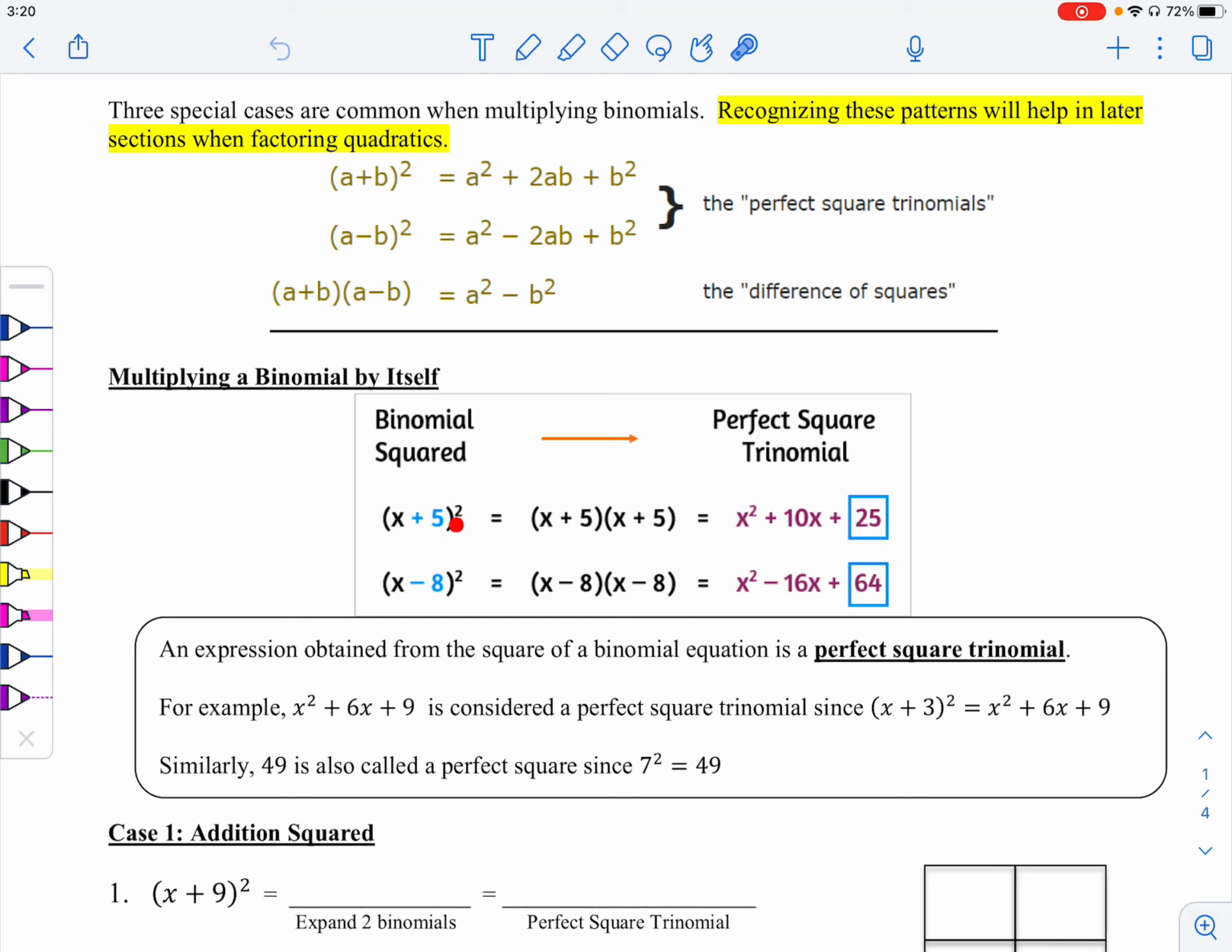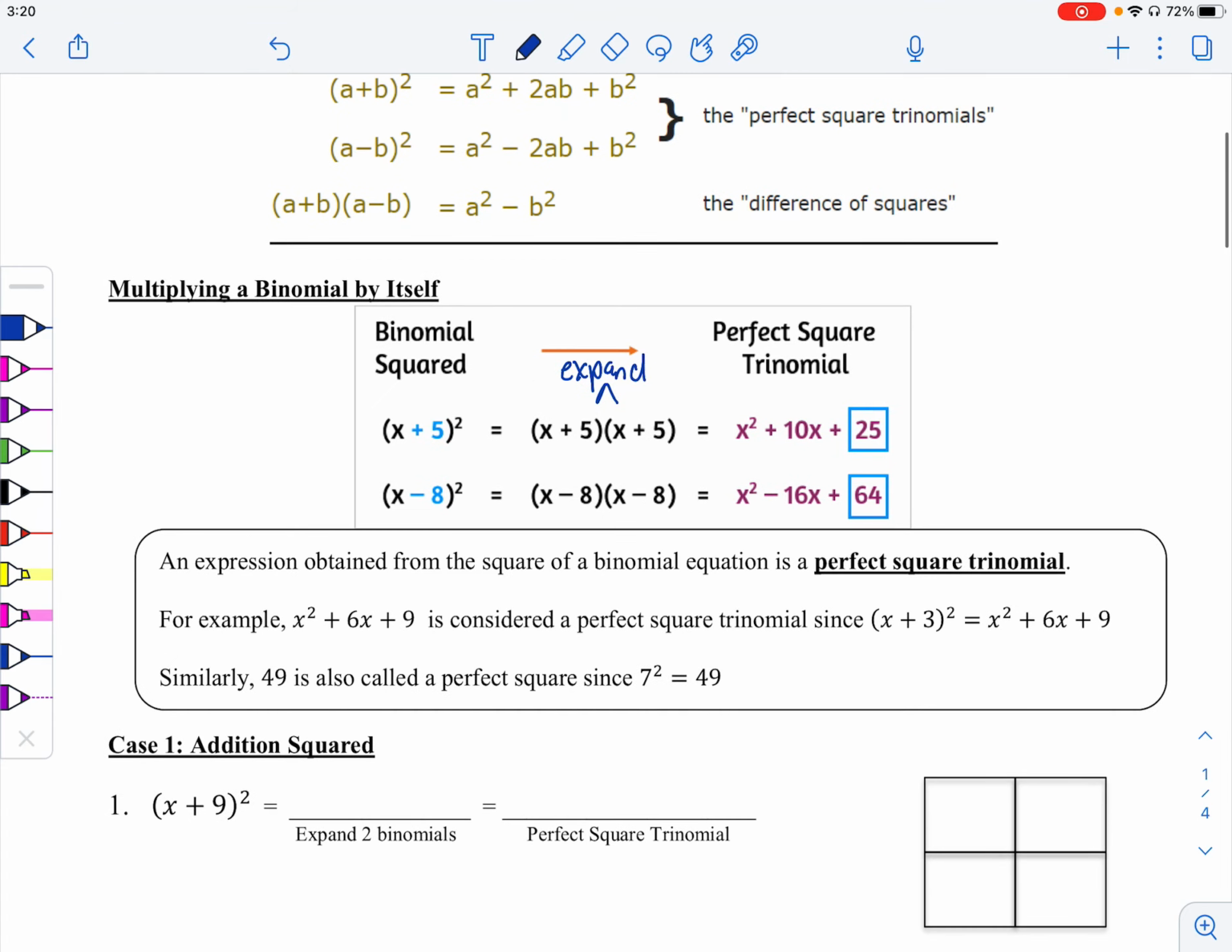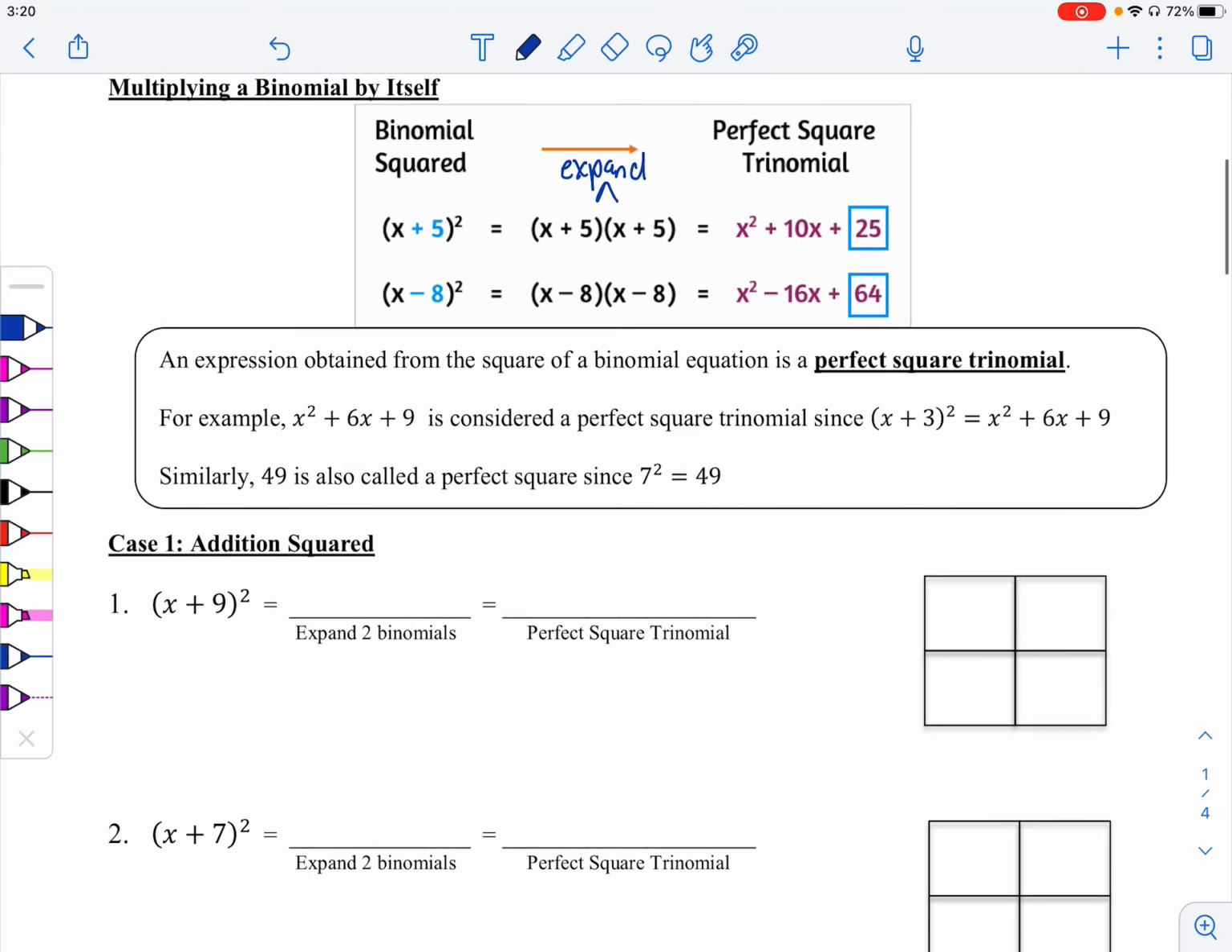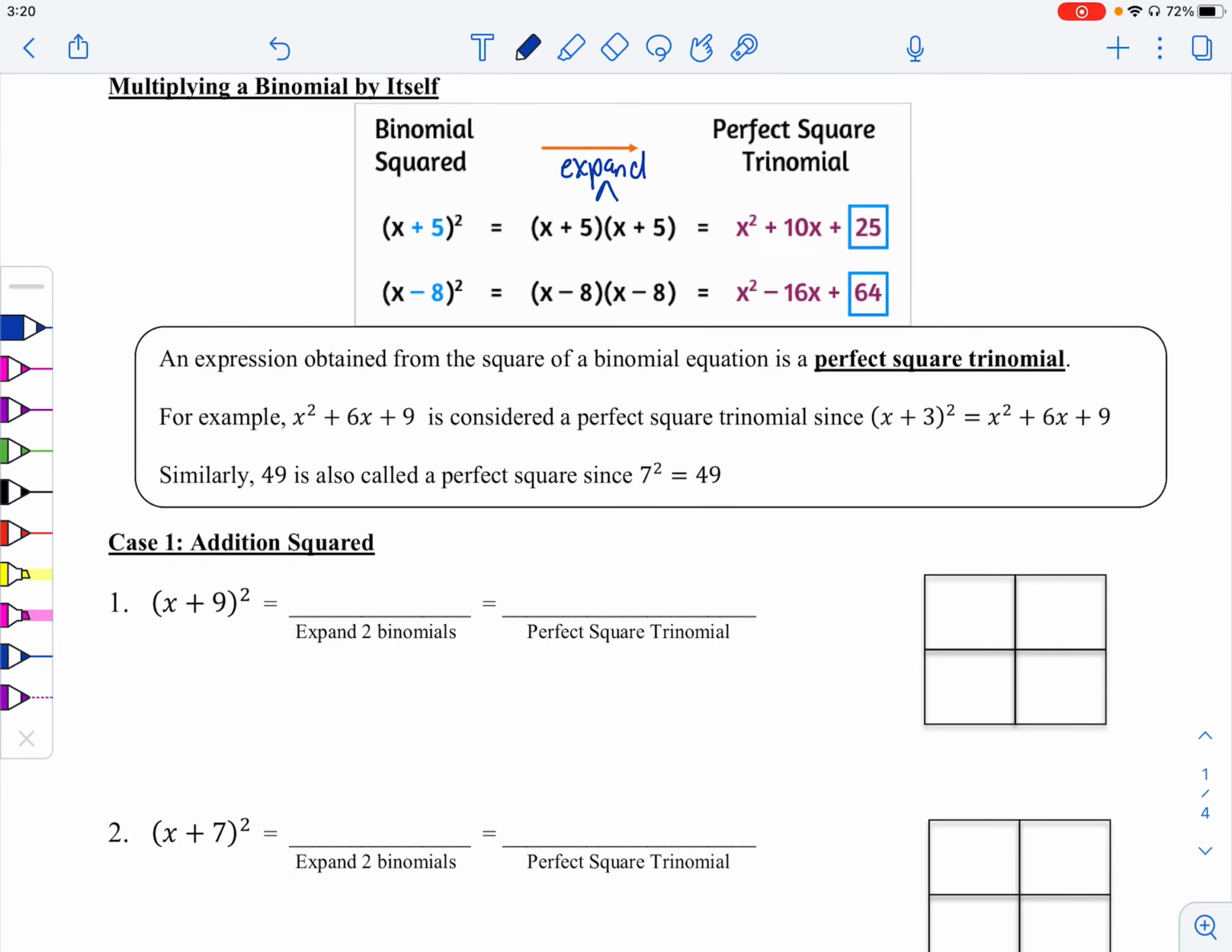So x plus 5 squared. To multiply that, we just have two of them, right? Like x squared is x times x. So x plus 5 squared is just x plus 5 times x plus 5. We expand it, right? So this is called expanding. We expand into 2 because it's squared. And then we do the same process as FOIL, and we end up with a perfect square trinomial.